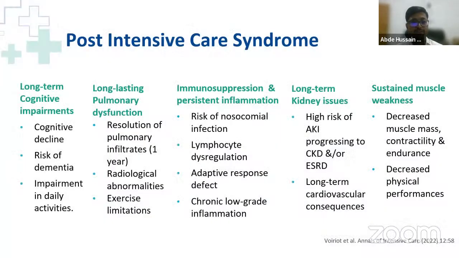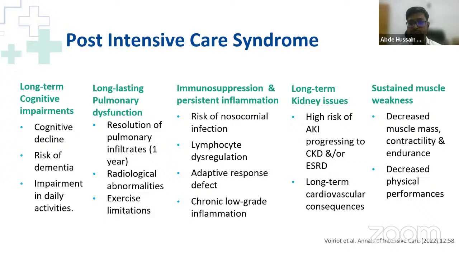So, post-intensive care syndrome. What do we see after the patient gets discharged from ICU? These are long-term cognitive impairments such as cognitive decline, risk of dementia, impairment in daily activities, long-lasting pulmonary dysfunction. So once the damage is done, these damages need time to repair. It can take as long as 1 year with radiological clearance, again taking time. Immunosuppression, we saw all those factors affecting the immune system, and it might take time for them to recover. And again, they are at risk for further infections.